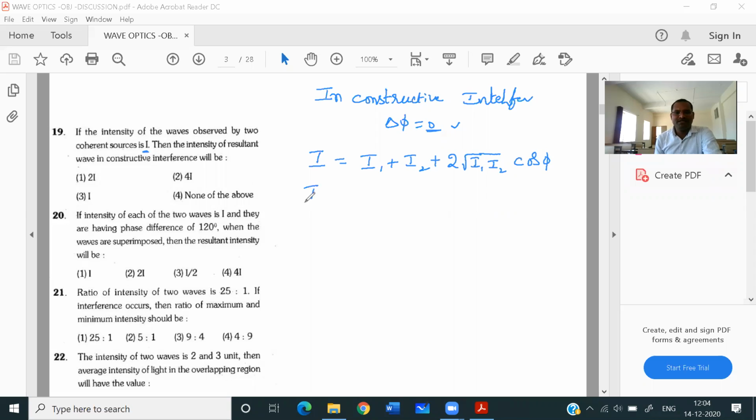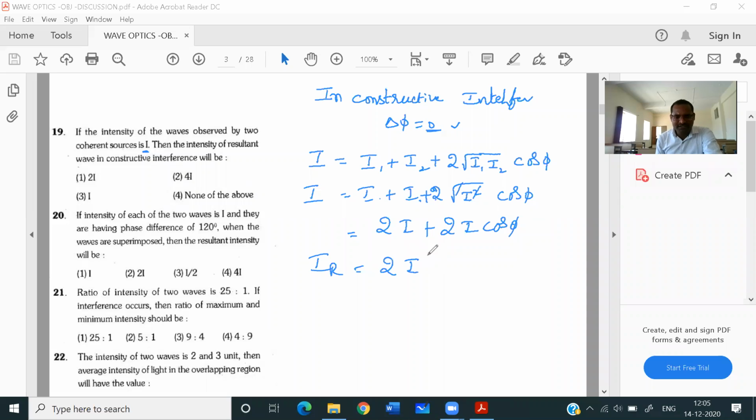Then the formula will become I plus I plus 2 root I into root I cos phi. The roots cancel. You will get I plus I is 2I, plus 2I cos phi. So the resultant intensity can be written as 2I take common, 1 plus cos phi. Just remember this result, it will be useful for you. Very important result.